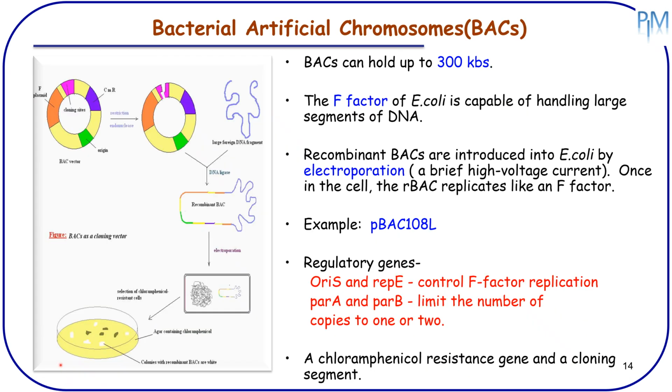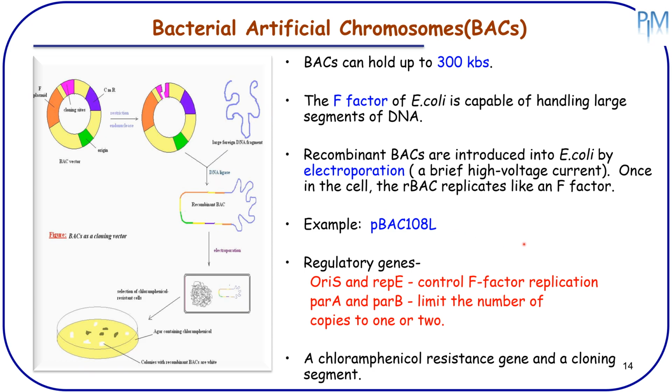The next important vector to know is bacterial artificial chromosomes, BACs. Did you know that BACs can hold up to 300 kilobase pairs of DNA? It's pretty amazing. And the F factor of E. coli is also impressive because it can manage large segments of DNA. Scientists use a process called electroporation to introduce recombinant BACs into E. coli cells, where they replicate like the F factor. One example of this is pBAC108L.